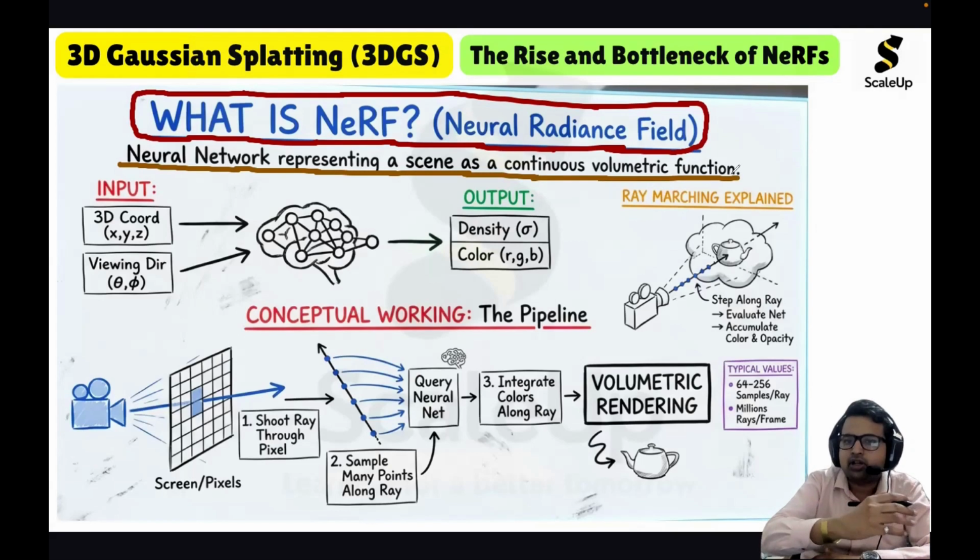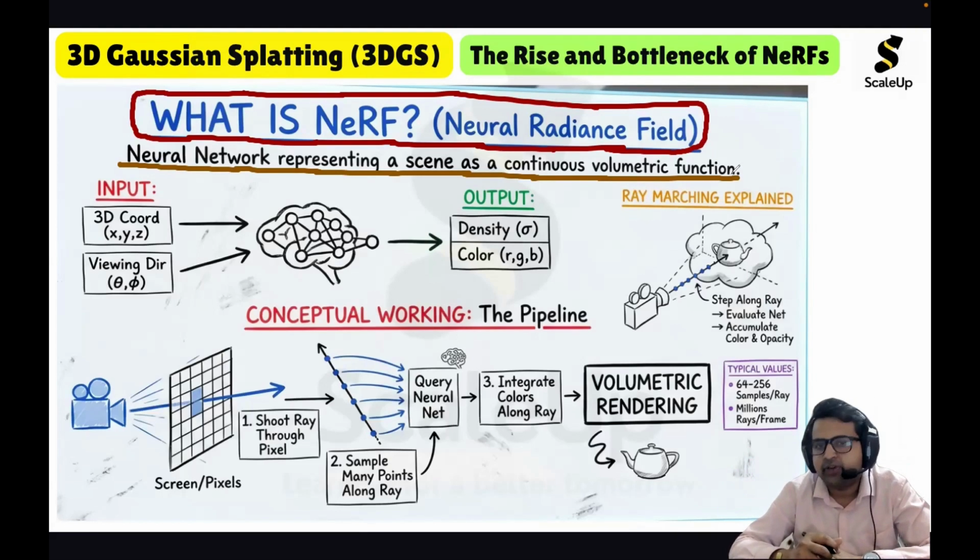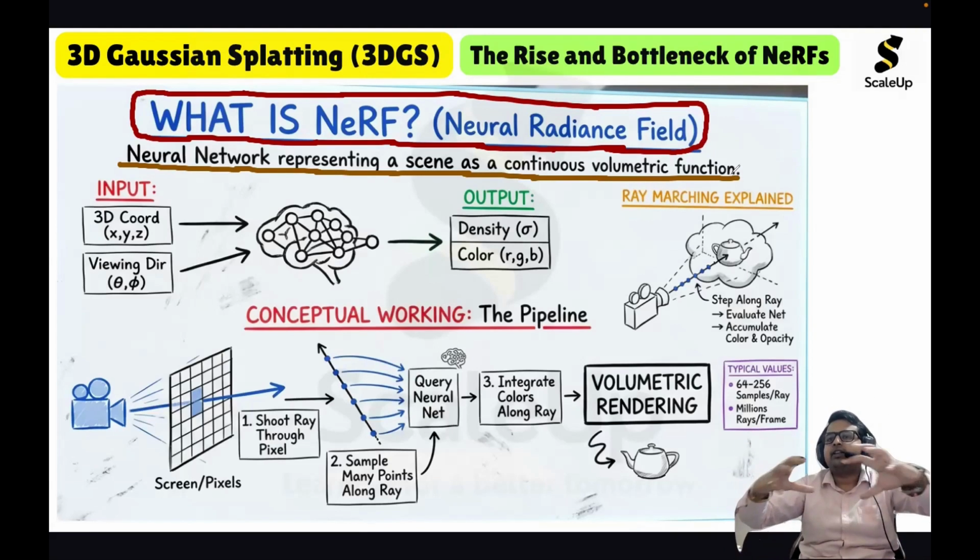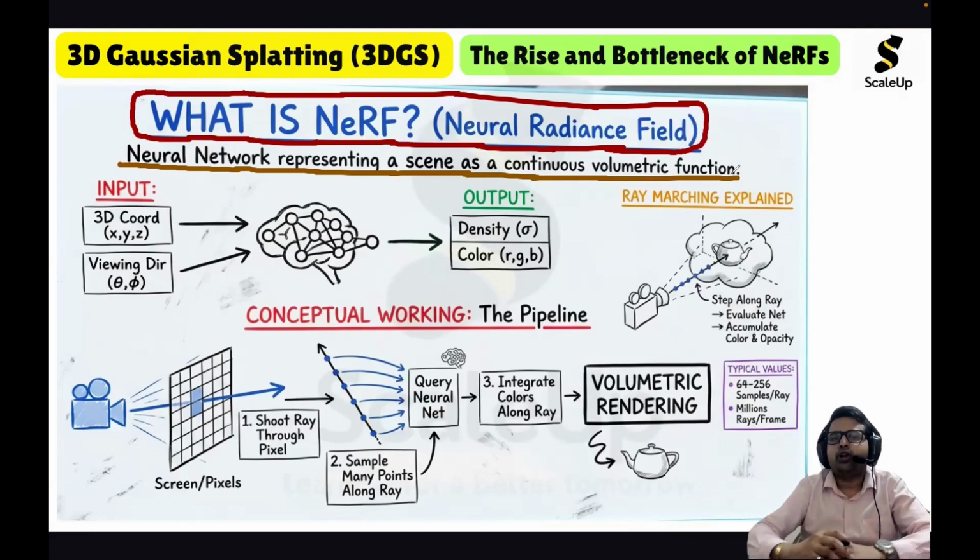So we already saw the implicit representation of a 3D scene using neural networks. That is what a neural radiance field is, wherein we are representing a 3D scene in the form of a neural network. So the neural network is representing a scene as a continuous volumetric function. Instead of storing explicit geometry, the network memorizes the scene during training, allowing it to output the density and color of any point in 3D space when queried.